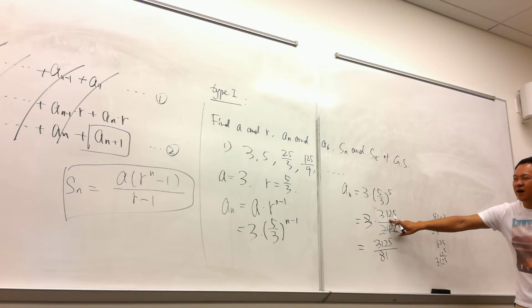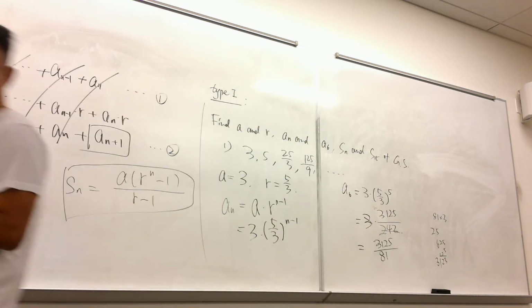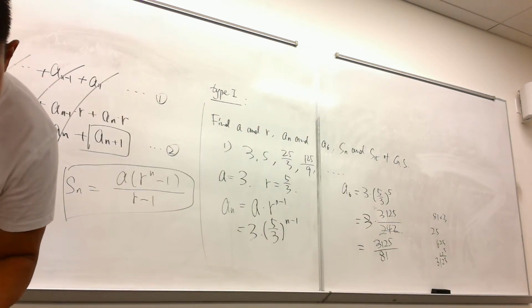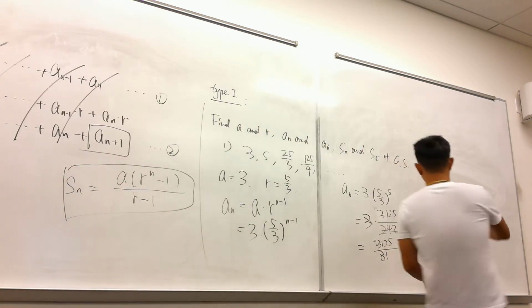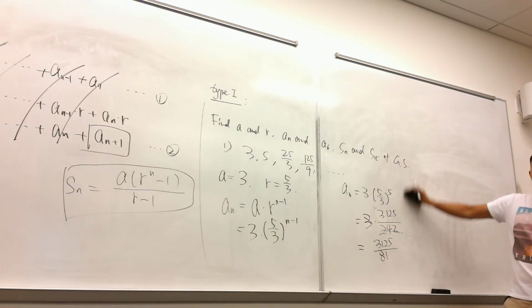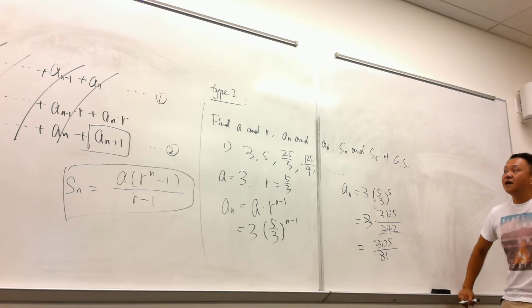How did I get that? 5 to the 5th. Okay, did I do it right? I think so. I am right? Okay, guys, trust me, okay? If you don't like that, do the calculation yourself, okay? And that's A6. And then what's the next question?